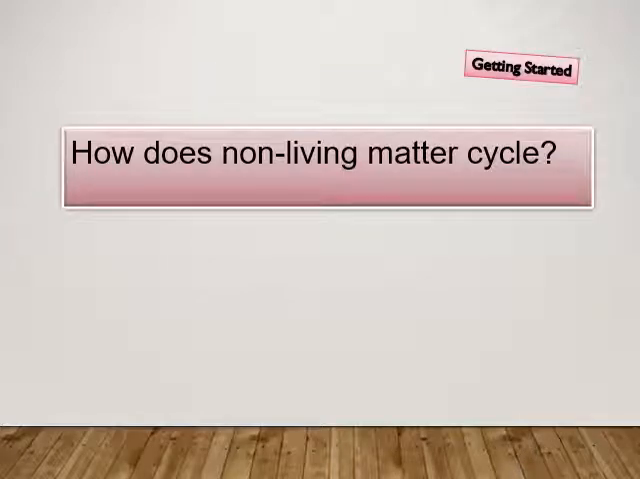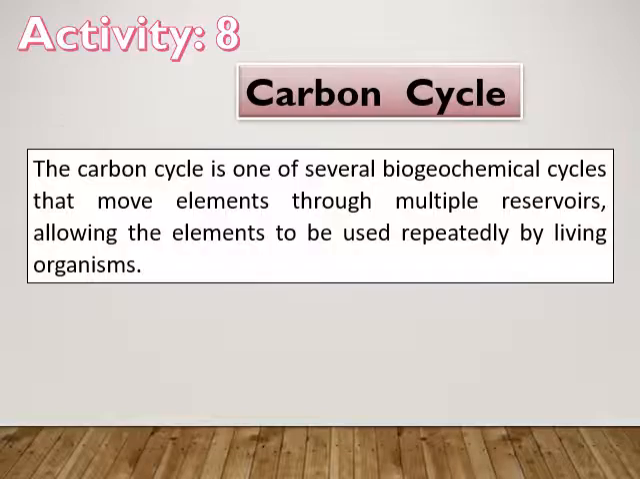Getting started. How does non-living matter cycle? Can you guess? To answer this question, let us go to Activity 8 titled Carbon Cycle. The carbon cycle is one of several biogeochemical cycles, which include the nitrogen, phosphorus, water, and rock cycles. Carbon can be stored and transferred in many forms, for example carbon dioxide, glucose and other sugars, methane, and calcium carbonate.